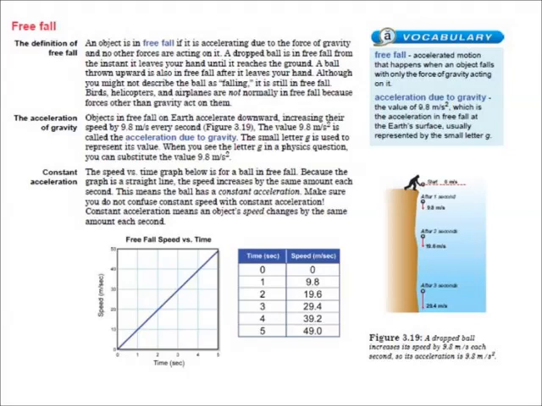The speed versus time graph below is for a ball in free fall. Because the graph is a straight line, the speed increases by the same amount each second. This means the ball has constant acceleration. Make sure you do not confuse constant speed with constant acceleration. Constant acceleration means an object's speed changes by the same amount each second.